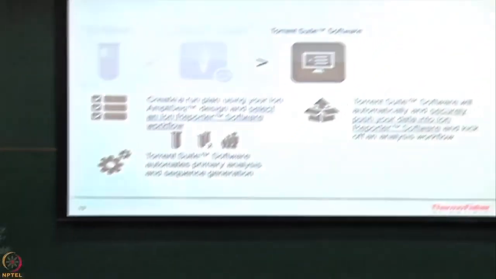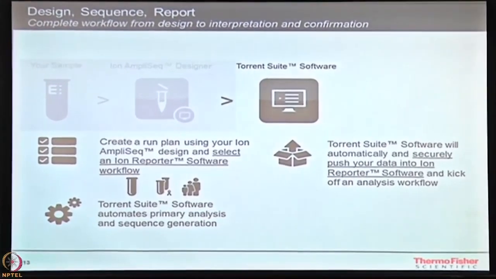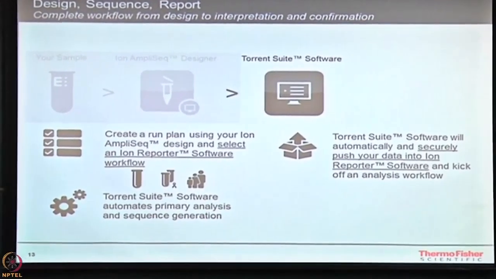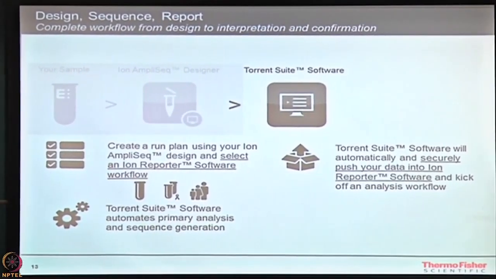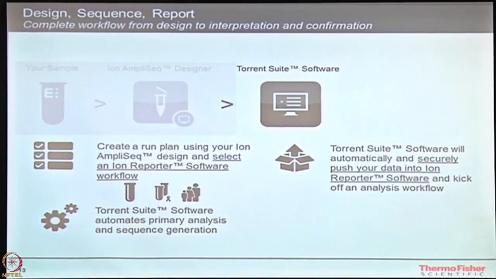So I'll take a step-by-step mode. I first did the design on AmpliSeq, right? Then I used the Torrent Suite software, where it decodes all the bases and provides you the sequences. It provides you alignment with the reference genome. It does the coverage analysis for you, which looks at the regions that have been designed, your gene of interest, and then takes it further and does variant calling.